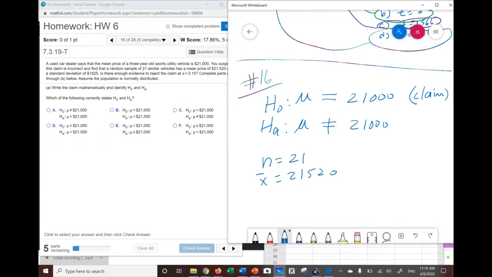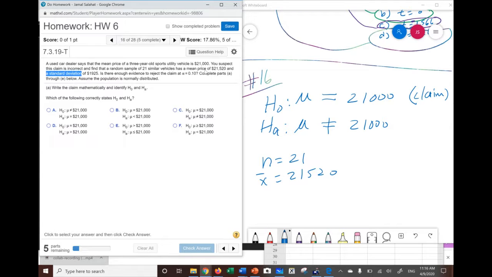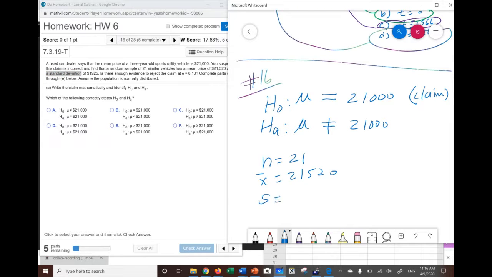That's what they tell us. And a standard deviation. Look in here. They did not tell me a population. It's missing the word population standard deviation. Therefore, this is s, which is the sample standard deviation, which is 1925. And that is telling me to use the t-test. Automatically, if s is given, you use the t-test. Now, if a population standard deviation is given, you use a z-test.